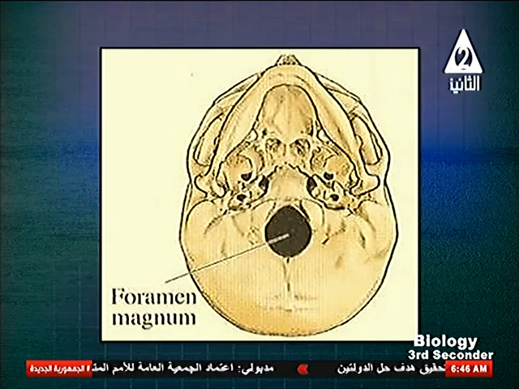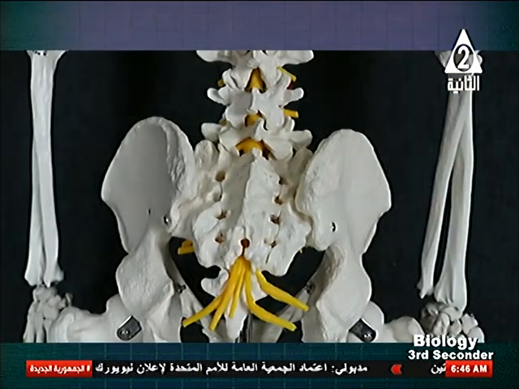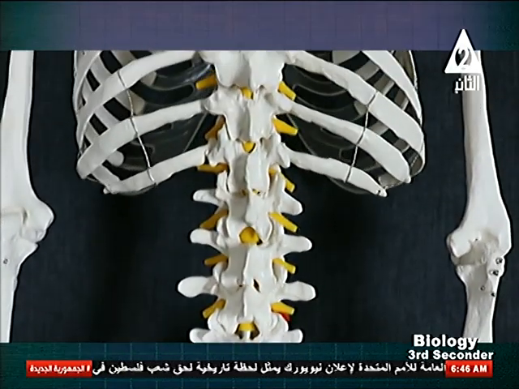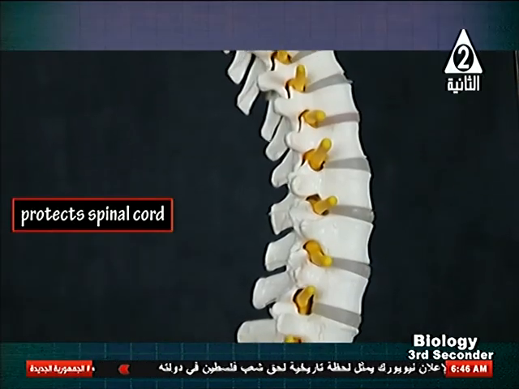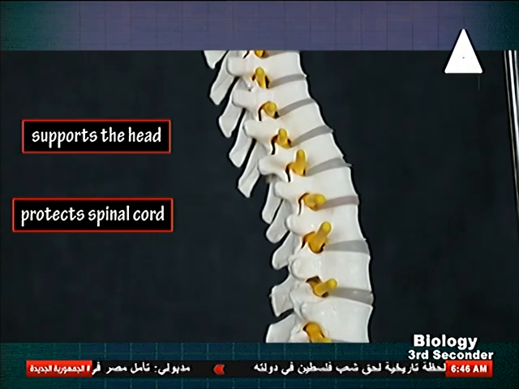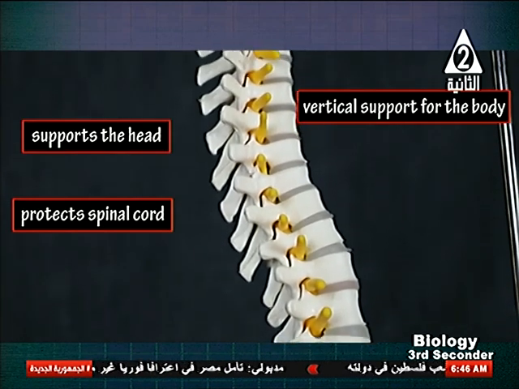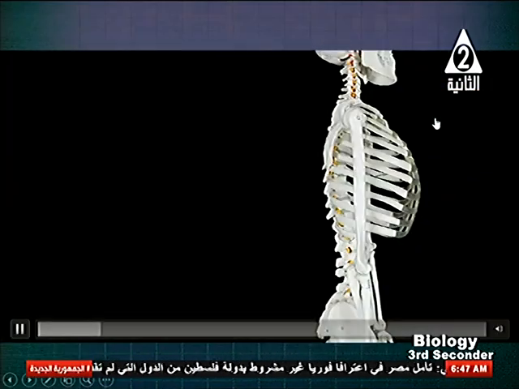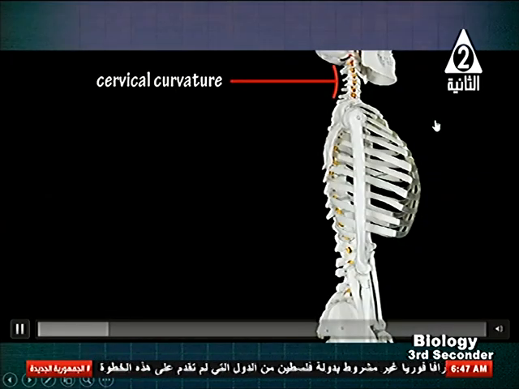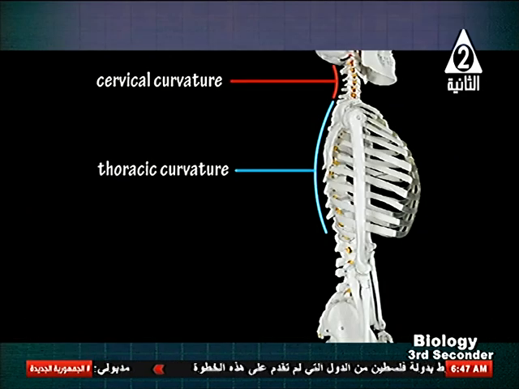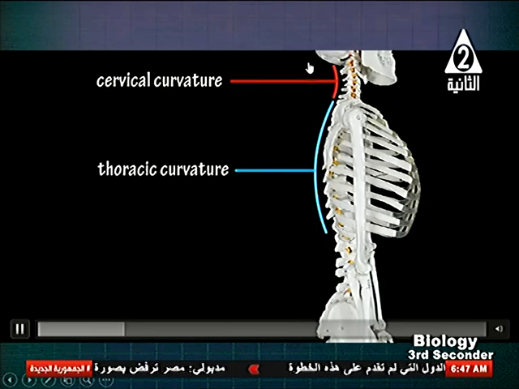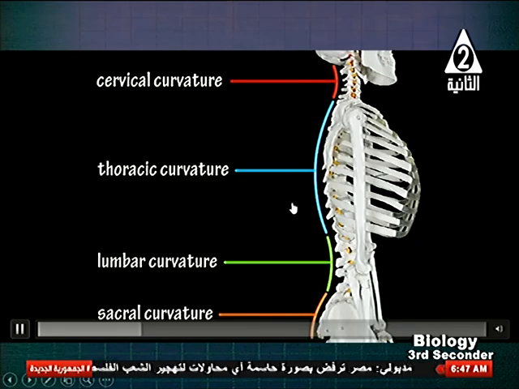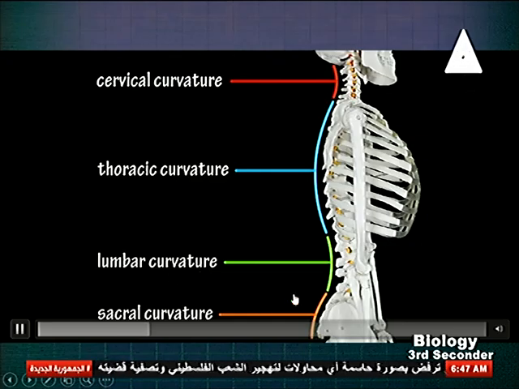Now let's study the structure of the vertebral column. The vertebral column supports the body, protects the spinal cord inside it, and articulates with ribs. The vertebral column is divided into 5 parts. It has 4 curvatures: cervical curvature, thoracic curvature, lumbar curvature, and sacral curvature.